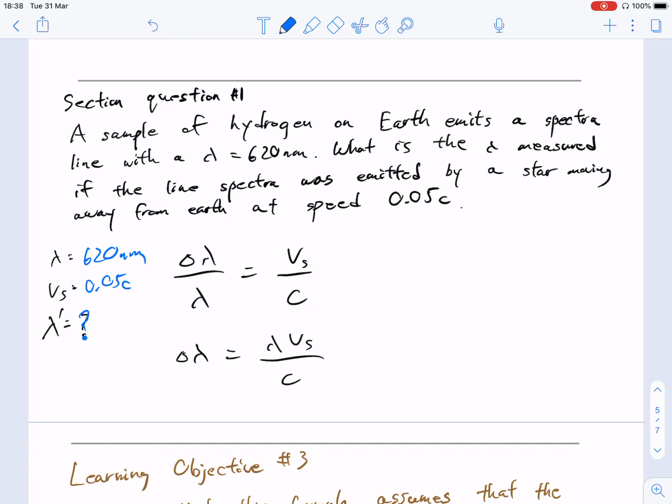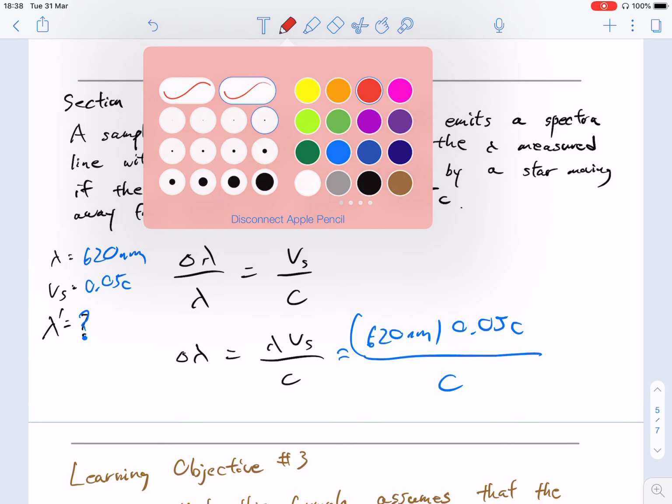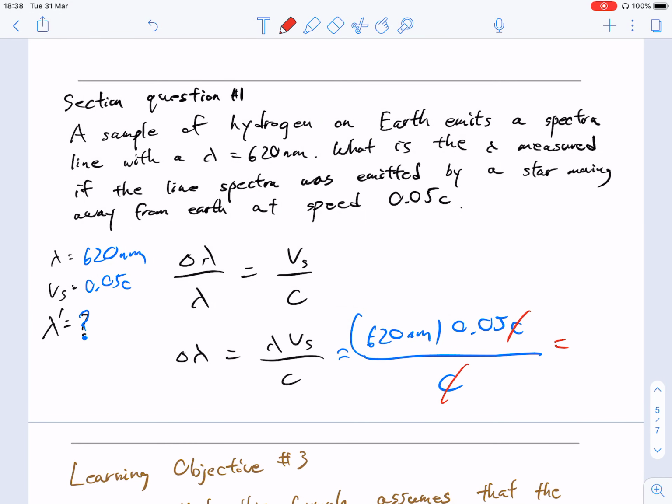Okay, so let's get into our substitution. The wavelength is 620 nanometers. The speed is 0.05 times the speed of light divided by the speed of light. So the speed of light cancels itself, and it's really 620 times 0.05. So it's 31 nanometers.